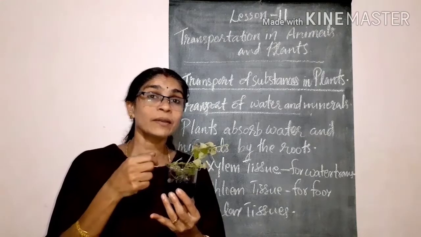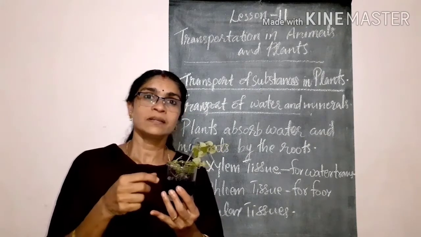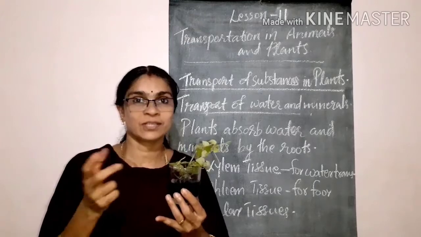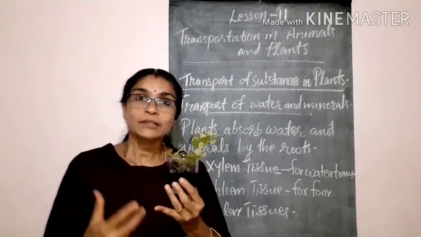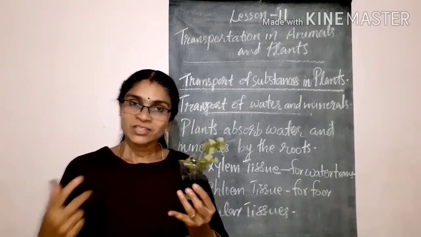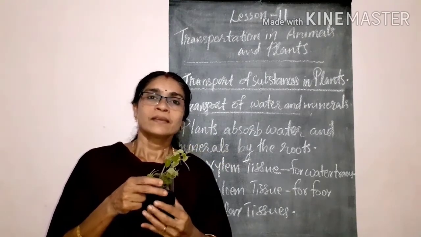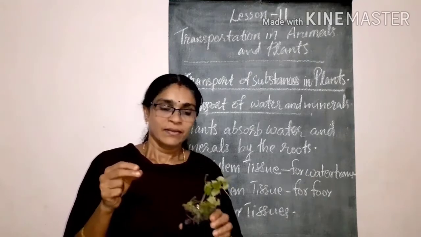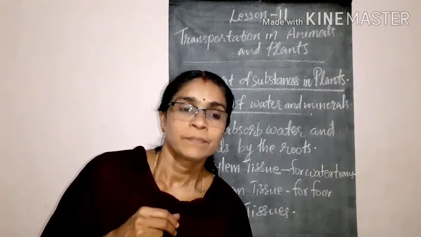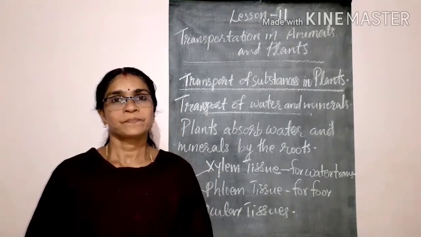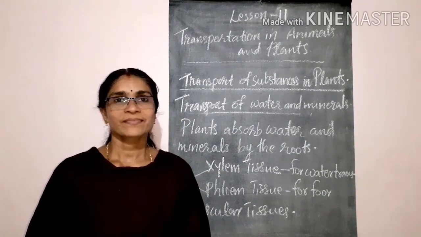Which are the other requirements? Carbon dioxide, they need sunlight, then they prepare glucose. After the breakdown of glucose, energy is released. By using that energy, each cell of the plant performs various activities. Is it clear?